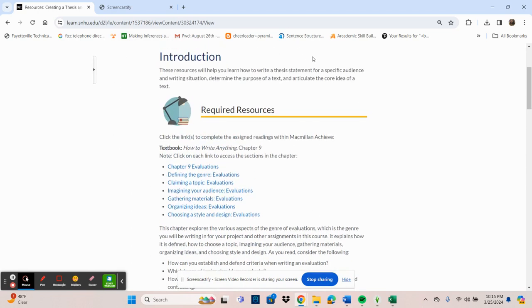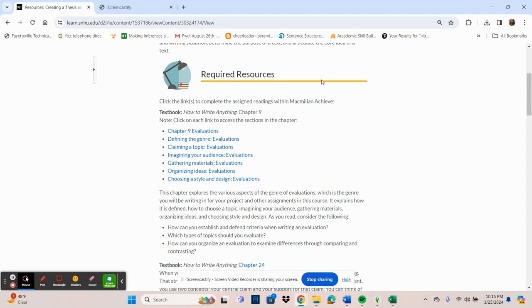we click on our resources tab and we have required resources here. Required resources means you are required to read these textbook chapters and links, okay? So we have chapter 9 here, and then we have links for you to click to access each part of the chapter. These links are not very long, okay? So please take the time to click them and read them.